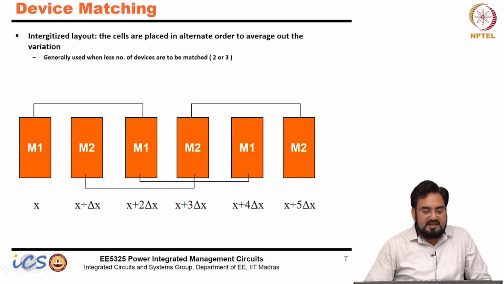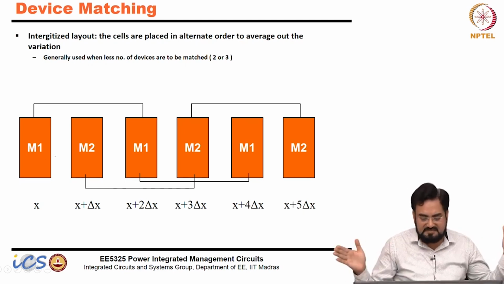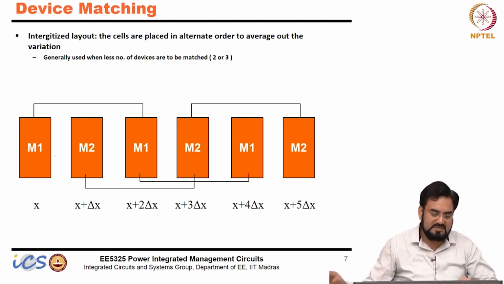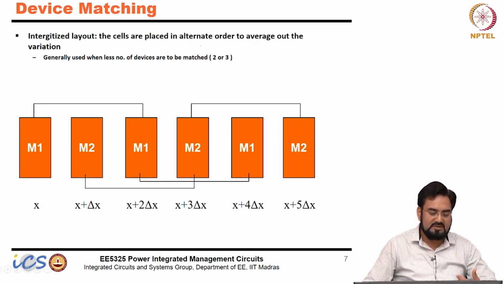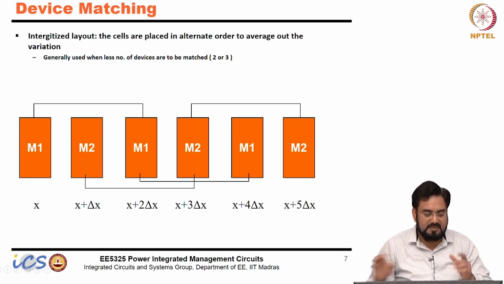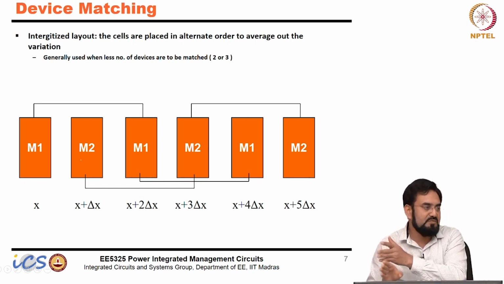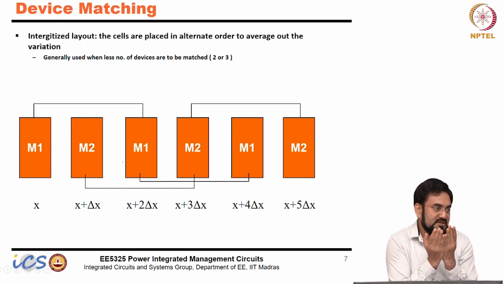Another technique is called interdigitized. Interdigitized means, let's say you have too many units and you want to match them, say many pieces of M1 and many pieces of M2. One way is obviously common centroid. The other way, you can place them alternately: M1, M2, M1, M2, M1, M2. Now on average, the variation from M1 to M2 won't be that much, since they are placed side by side. This works only when they are closely placed.